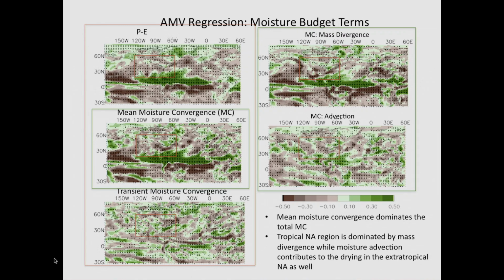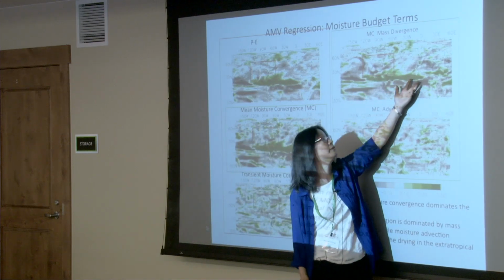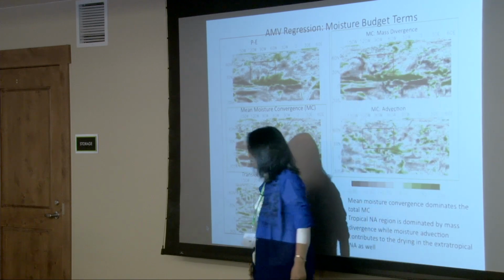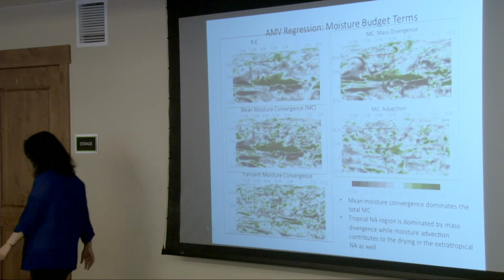So interestingly, to me, this is interesting. It is the overturning circulation that directly affects the US. It's because of the increasing convection in a warm tropical Atlantic, and that then suppresses the convection over the US.